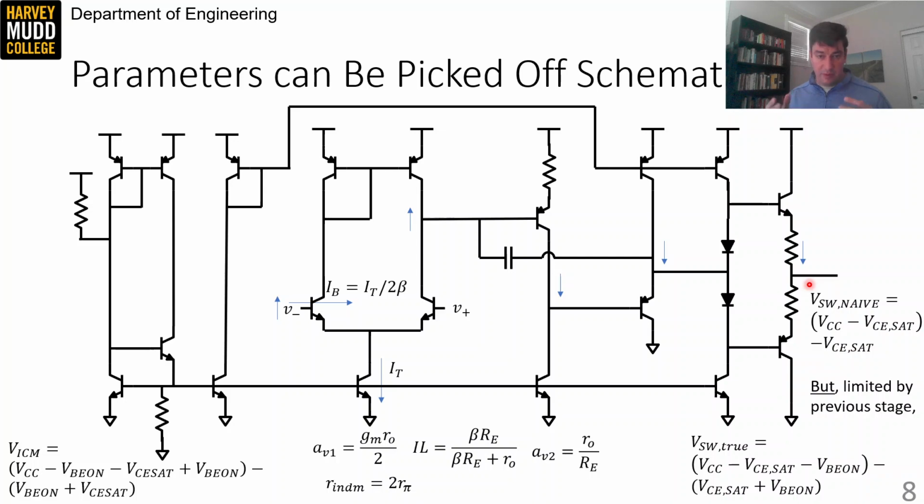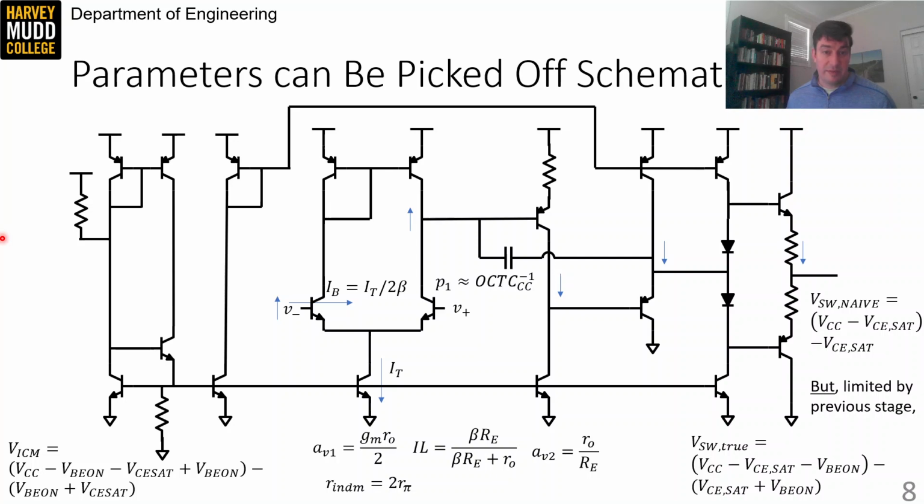So remember, when you're analyzing output swing, especially in op amps where there's only one gain stage, you need to be careful that you're not limited by a previous stage. Finally, our dominant pole is given by the open circuit time constant of the compensation capacitor. So you find the OCTC for this, and that'll tell you where your pole is.